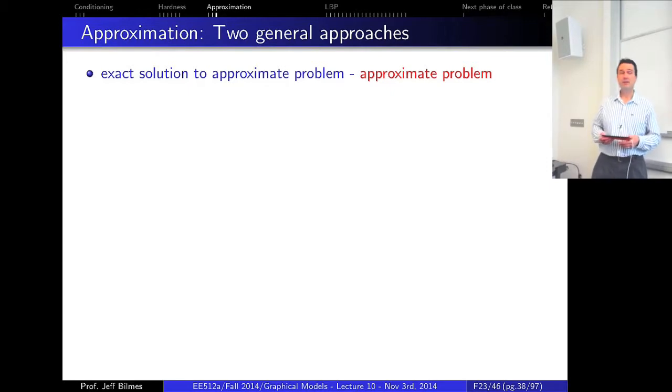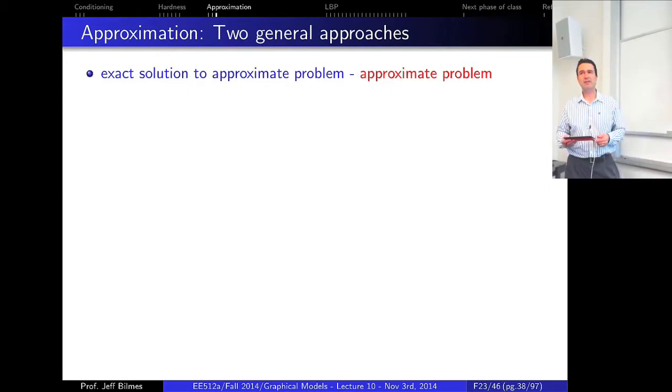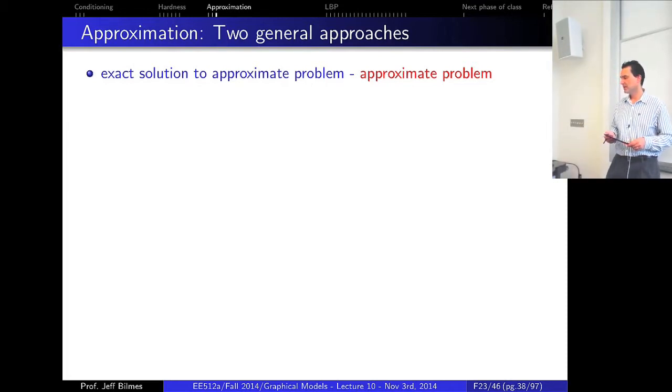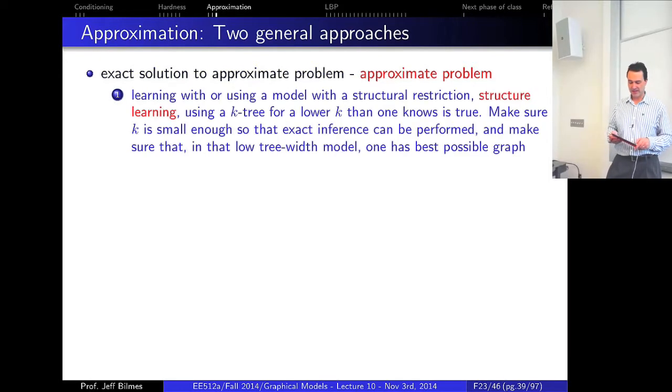Okay, so this next slide will be the outline of the rest of the class. Let's make sure we've got the big picture before we get into the details. When you do approximate inference, there are generally 2 approaches. You can get an exact solution to an approximate problem. So the idea is that you've got some problem, and you come up with some new approximate problem, and then you do all of the methods that we've been doing before.